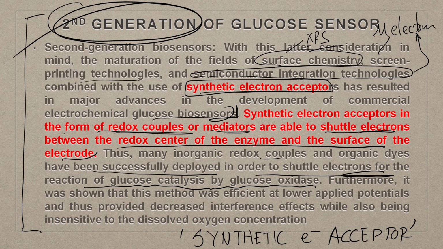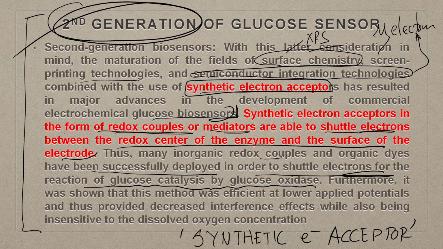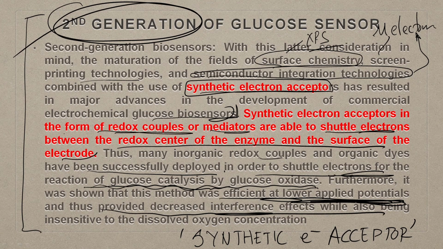And these are very beautiful molecules which could pull the electron from any nook and corner of a three-dimensional structure, right. Thus, many inorganic redox couples and organic dyes have been successfully deployed in order to shuttle electrons for the reaction of glucose catalysis by glucose oxidase. Furthermore, it was shown that this method was efficient at lower applied potential, thus providing decreased interference effect while also being insensitive to the dissolved oxygen concentration.